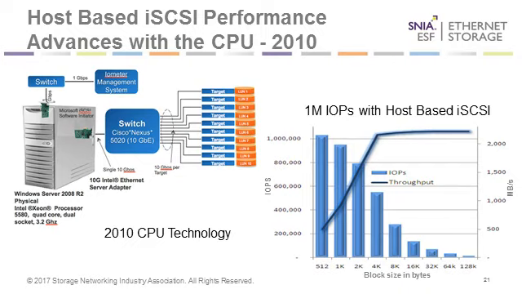So here's what you can expect to see from other technologies going forward. Luckily, the speeds of the Ethernet ports have increased as the CPU technology has continued to improve. And so you're going to see over these next two slides how that performance of iSCSI has kept pace. So this slide is showing a 2010 CPU technology and a 10 gig Ethernet port and a Windows-based operating system running an iSCSI software stack.